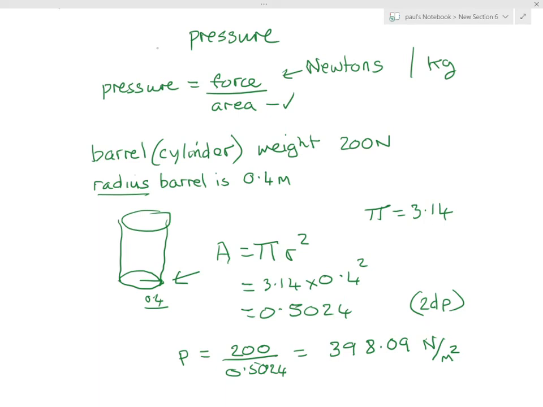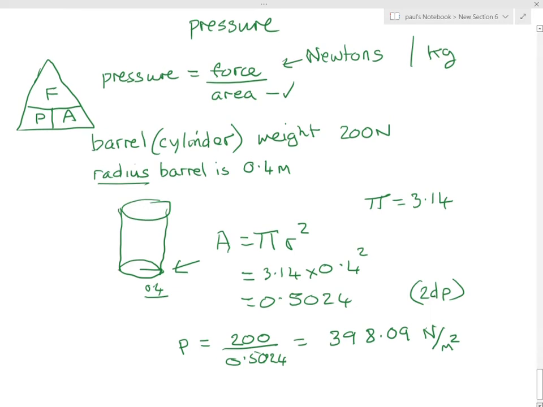Usually there's a little step beforehand where you've got to work out the area of something, but pressure is force over area. And I suppose you could make one of these triangles again, where pressure is the force divided by the area, or the mass divided by the area, because sometimes this is given in kilograms. So you can have that PFA, PAF, APF, whichever way around.